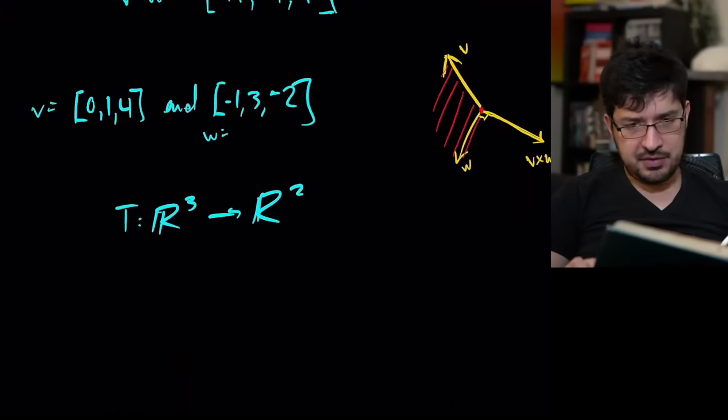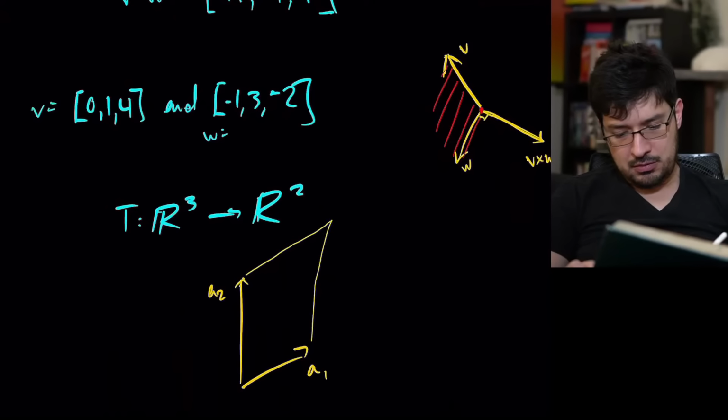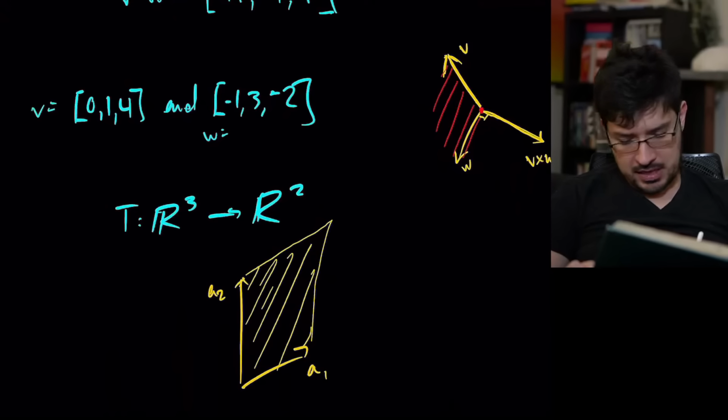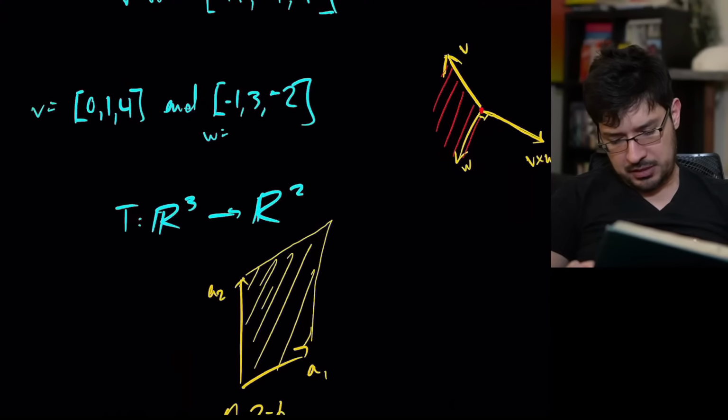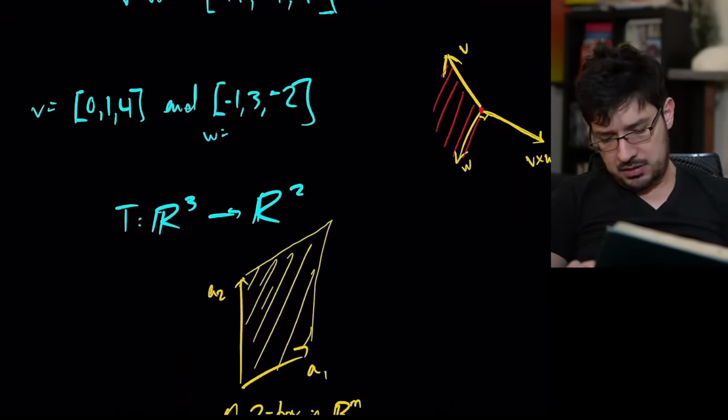So we've got a nice little figure here. a1, a2. Oops, whatever. This is a 2-box in Rm, and there's another sketch of a 3-box.